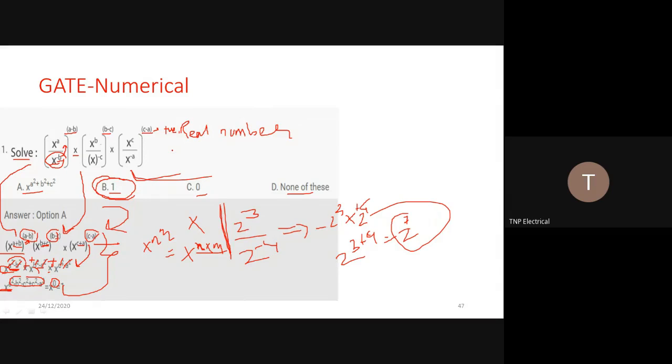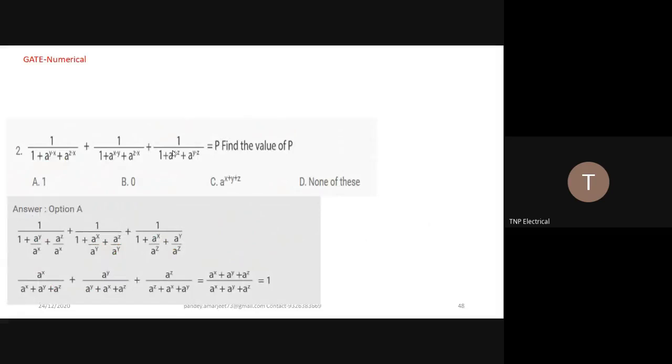Let's take another one which is also based on exponential. Okay, and all these questions have been asked in GATE thoroughly. Here is the second one.